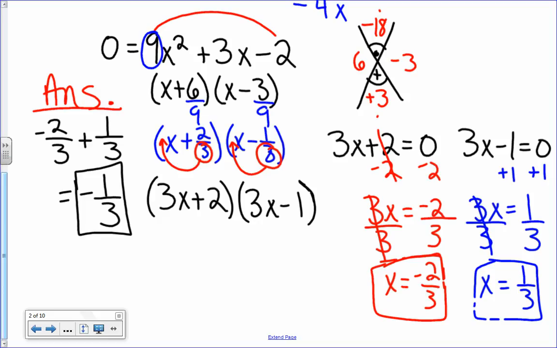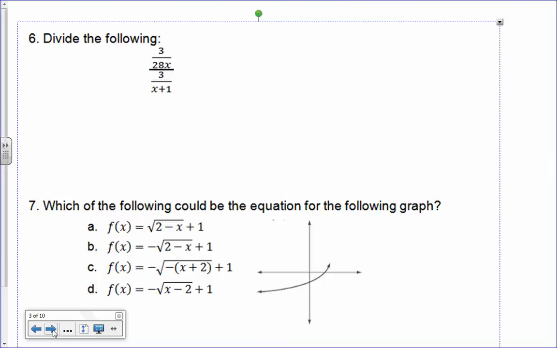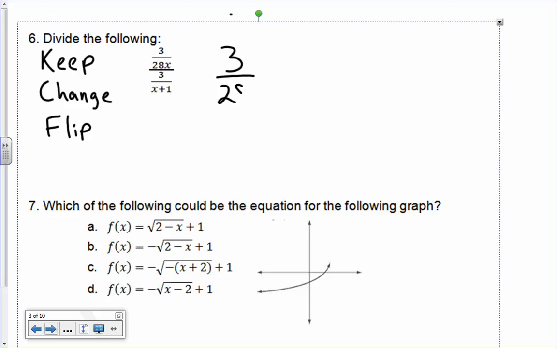All right, let's move on to number 6. Number 6 says to divide. In this case, you're dividing a rational. So when we divide a rational, we have to keep the first fraction, change division to multiplication, and then flip the last fraction. So the first fraction is 3 over 28 times x. I'm going to change division to multiplication, and I'm going to flip the other fraction, put x plus 1 on the top and 3 on the bottom.